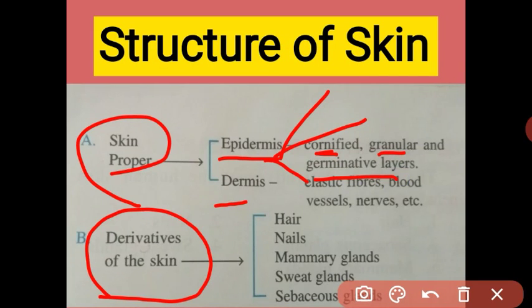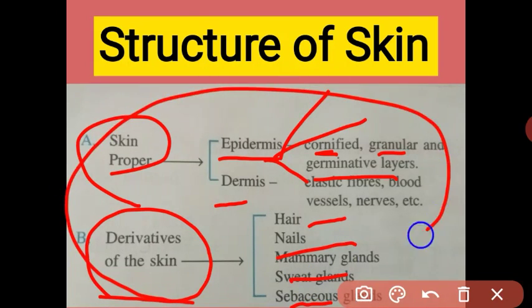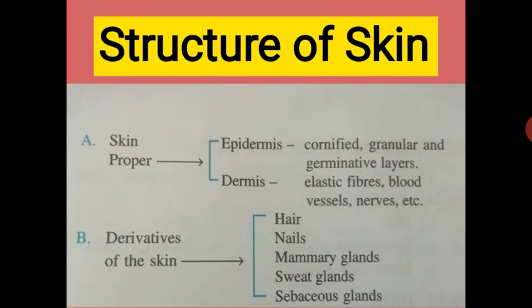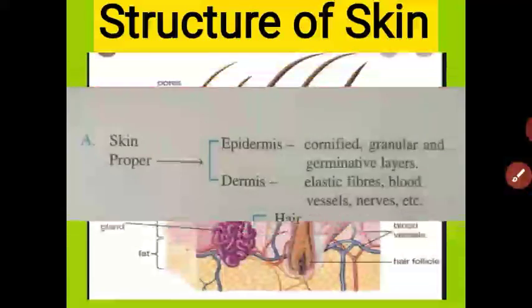And the dermis consists of many blood vessels, nerve fibers, some glands, and follicles. The derivatives of the skin are the hair, nails, mammary glands, sweat glands, and sebaceous glands. These are the derivatives of skin, and all together they form the structure of skin. With the help of a figure, we will see all the layers and structure.